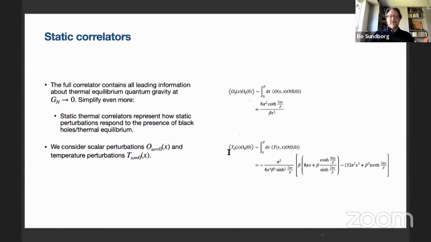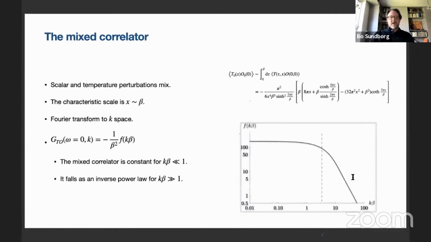So consider these time-integrated versions of the correlators, like this, which can also be computed reasonably easily. It's a bit more complicated when we have the mixed correlator, but it's there. And now we can start extracting information from this correlator.